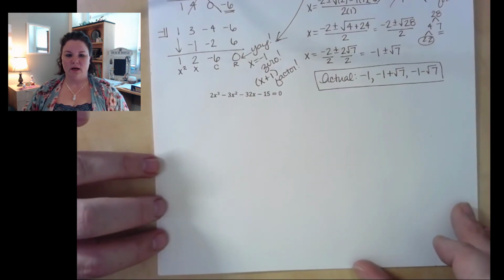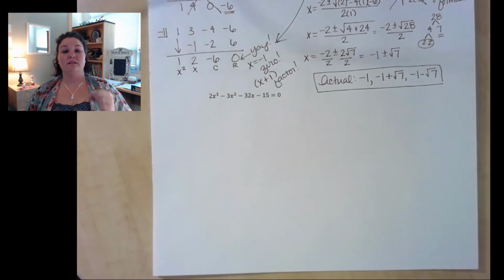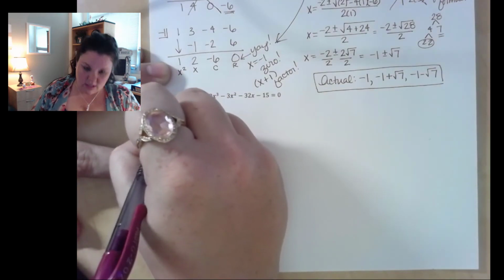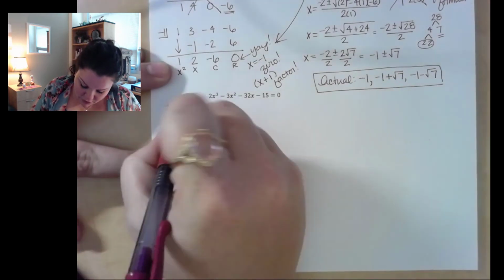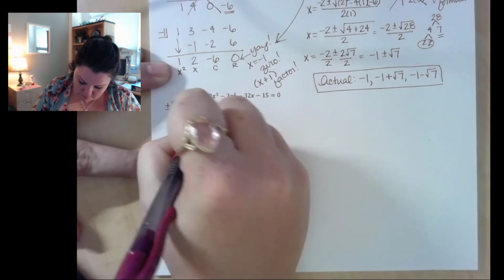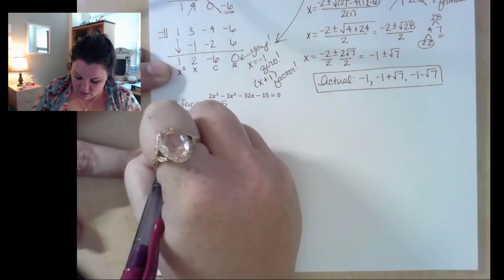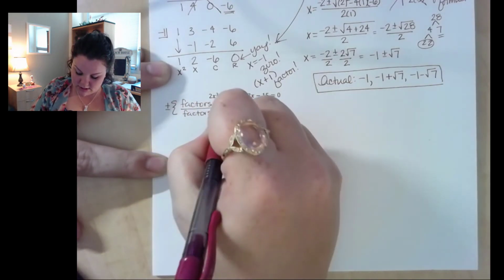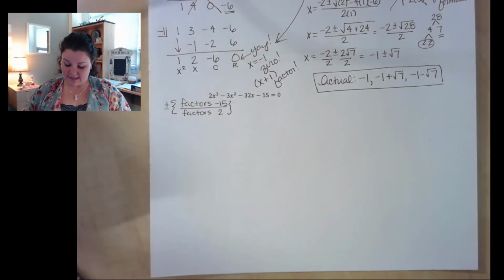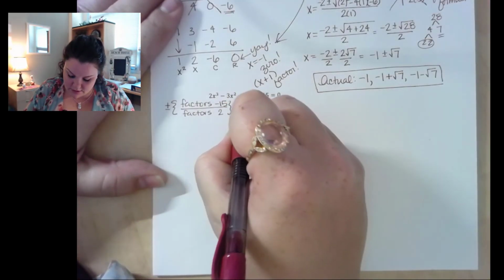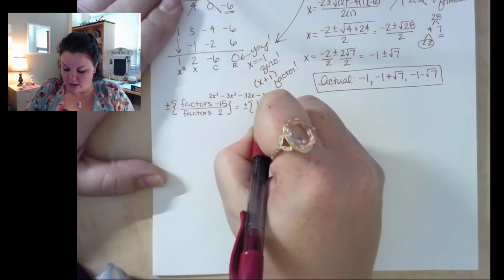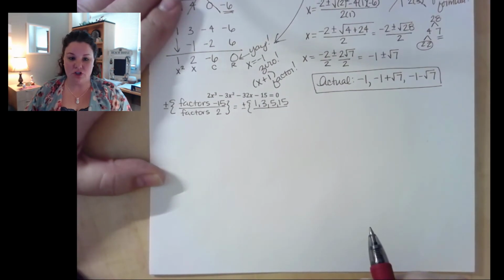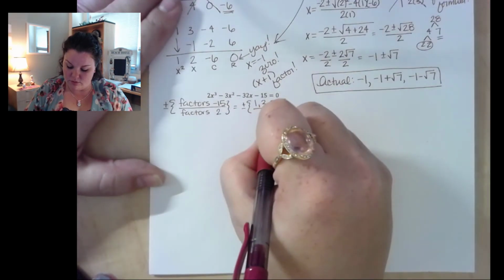Same idea down here at the bottom. I have to start by finding all of the potential zeros. So to find all of my potential zeros, I do plus or minus the factors of my constant term, which in this case is -15, all over the factors of my leading coefficient, which is 2. So I'm going to go ahead and list out all the factors of 15, which would be 1, 3, 5, and 15, and all the factors of 2, which would just be 1 and 2.